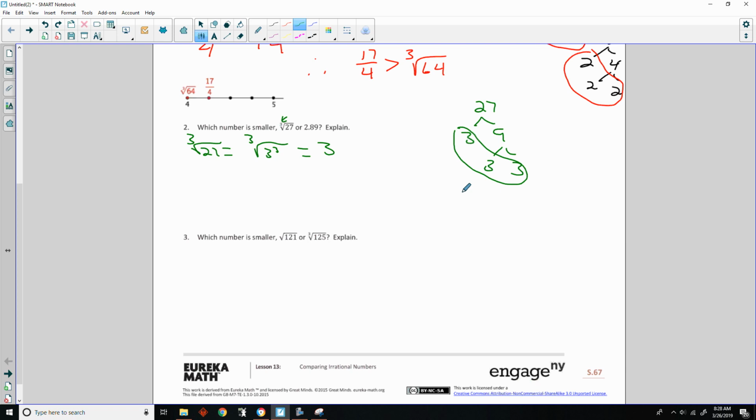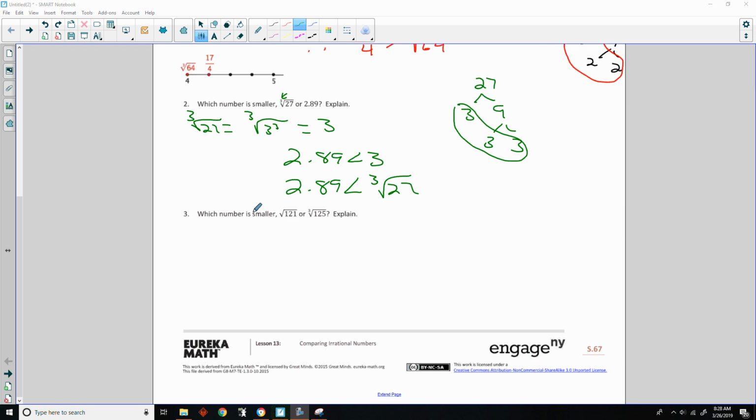that's equivalent to 3. So 2.89 is obviously less than 3. So 2.89 is less than 3. Therefore, 2.89 is less than the cube root of 27.